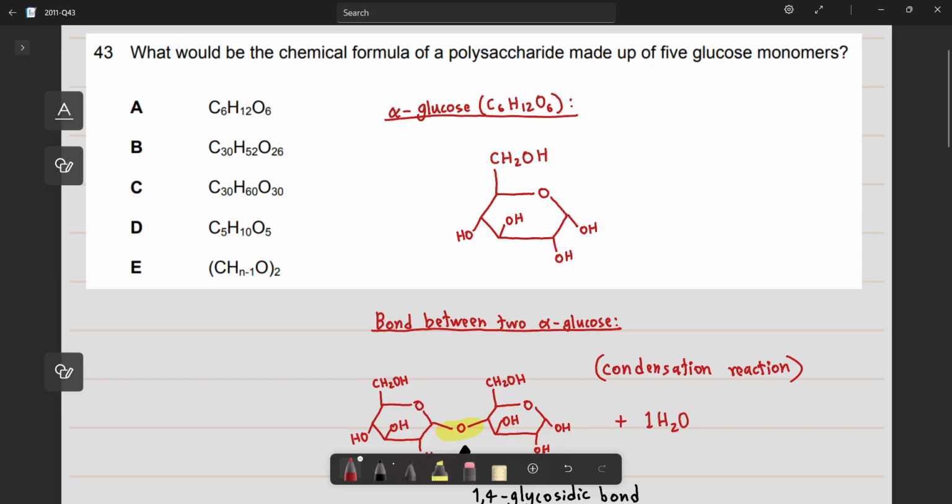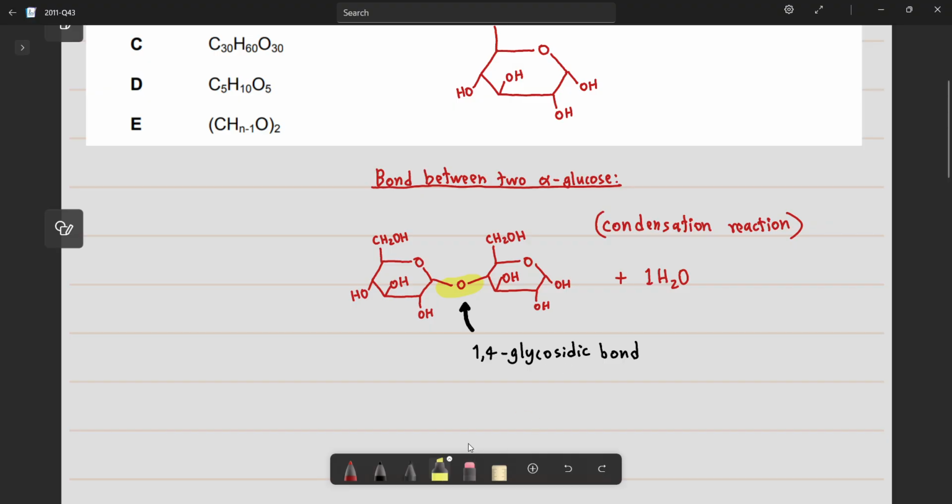Over here, I'm going to highlight this one hydroxyl group, and one hydrogen is removed to form the glycosidic bond. This is hydrogen from one glucose, and this hydroxyl group is from the other glucose. Okay, so this is how the 1,4-glycosidic bond is formed.